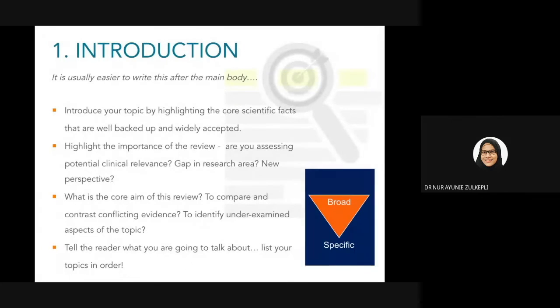Okay, so what is the core aim of the review? To compare or contrast conflicting evidence, or to identify and examine aspects of the topic. Tell your reader what you are going to talk about and list the topics in order, from the broad to the specific one. Okay.